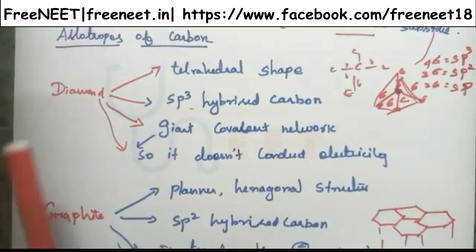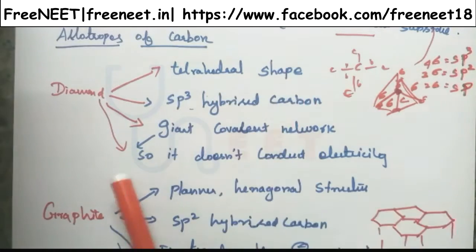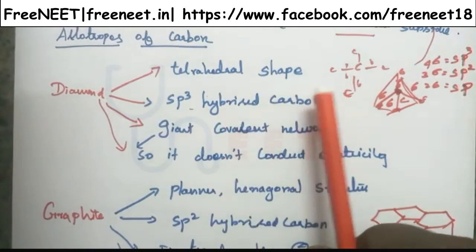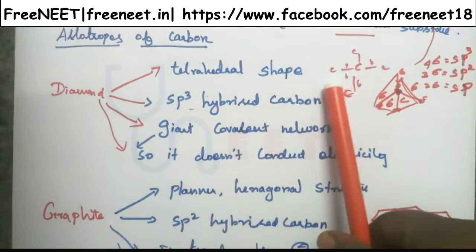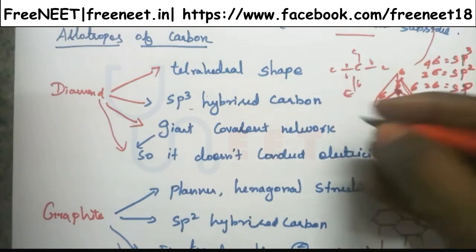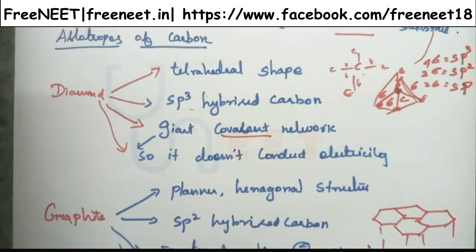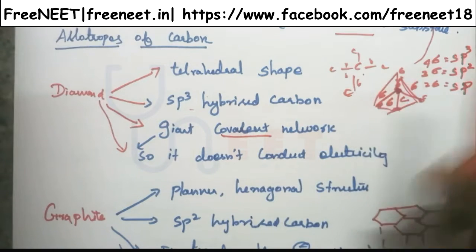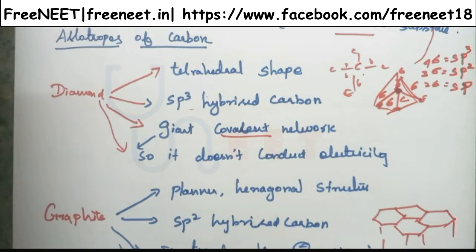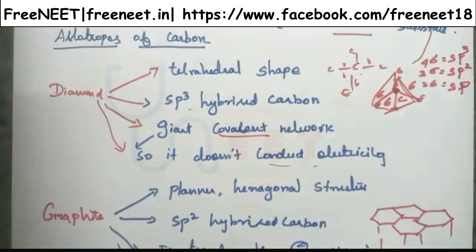Now I am coming to diamond. Diamond has a tetrahedral shape and it undergoes sp3 hybridization. The carbon-carbon bond is a covalent bond. In between the two carbons, it forms a covalent bond. All the carbons are completely packed closely together, so it does not conduct electricity. So diamond does not conduct electricity.